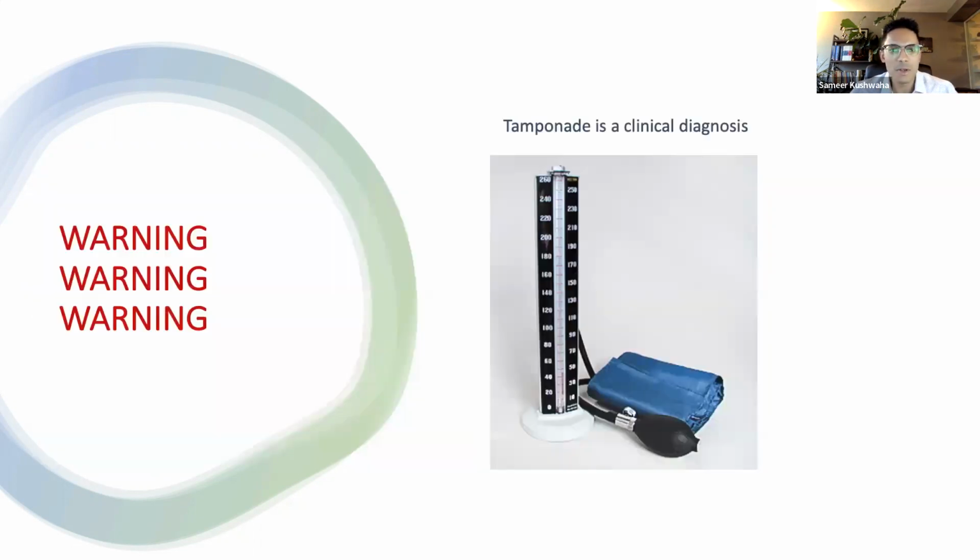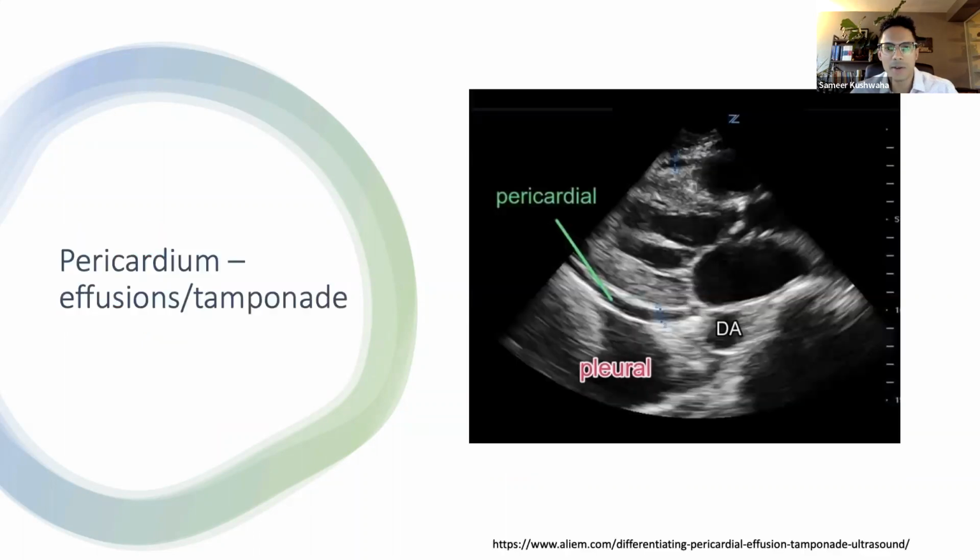Just as a general disclaimer, of course, tamponade is a clinical diagnosis. So just a friendly reminder to break out your sphygmomanometers and make sure you're measuring the pulsus paradoxus and not just going by echo. But of course, echo is a very useful adjunctive tool for diagnosing tamponade or for looking for features that may develop into tamponade.